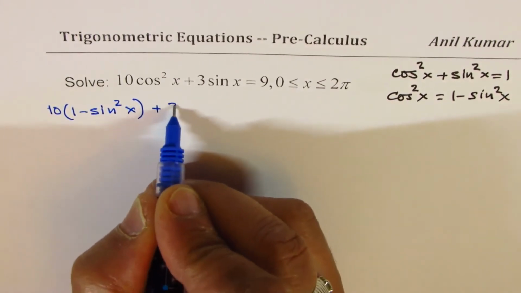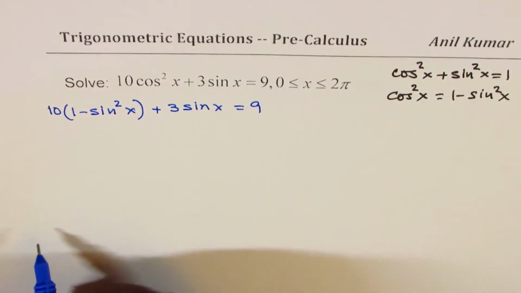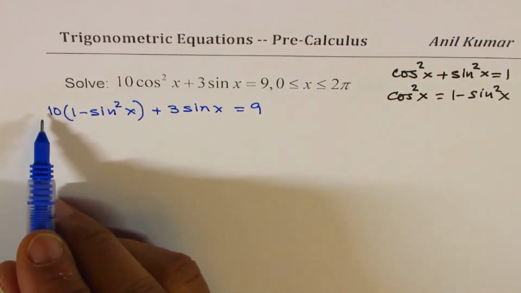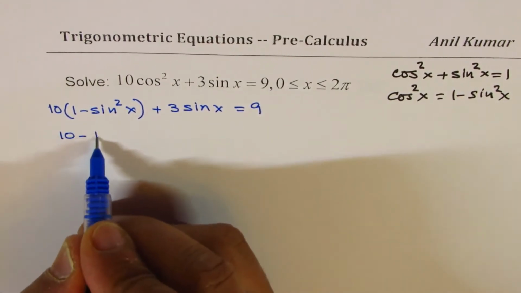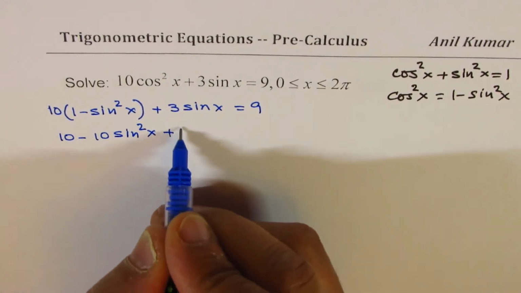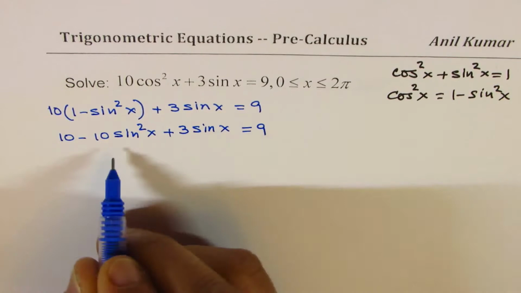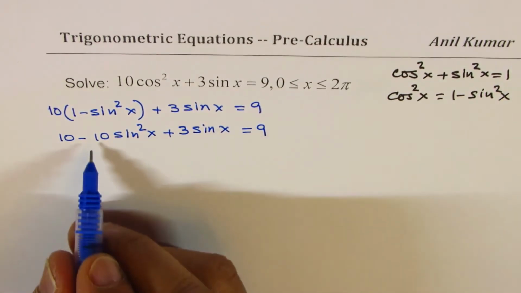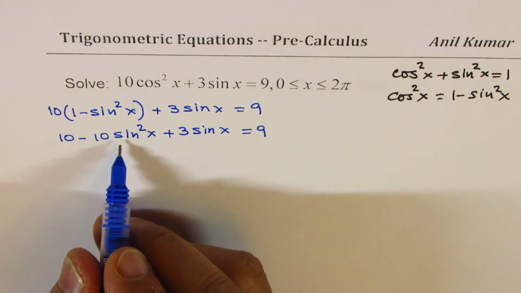Instead of cos square x, I'm writing 1 minus sin square x. And here we have plus 3 sin x equals 9. Now, let's open the bracket, rearrange. So we get 10 minus 10 sin square x plus 3 sin x equals 9. Let's take all these terms to the right side. I always want to keep the leading coefficient as positive, right?